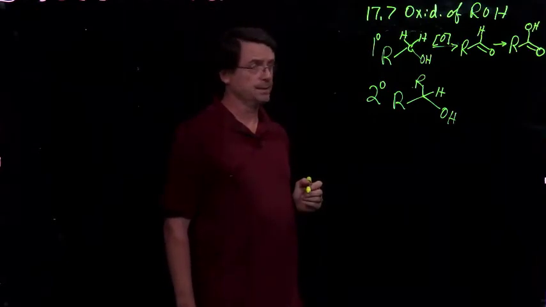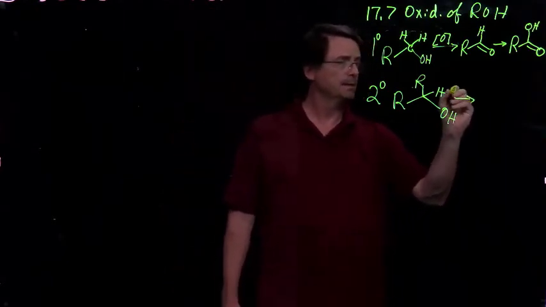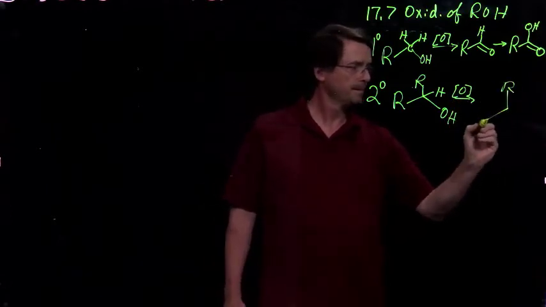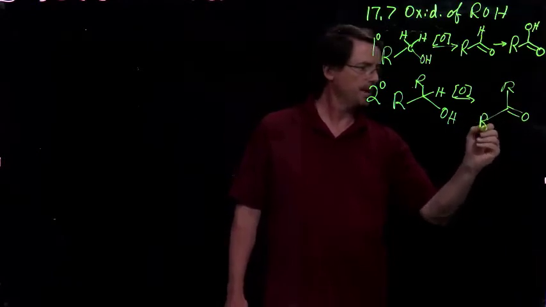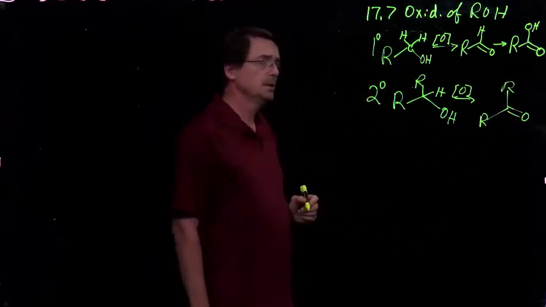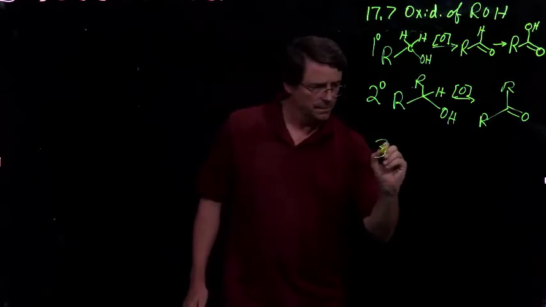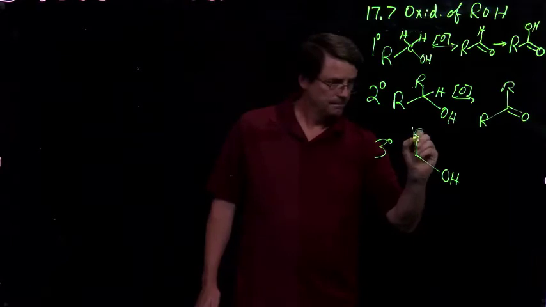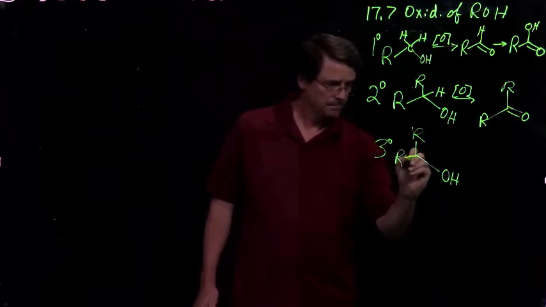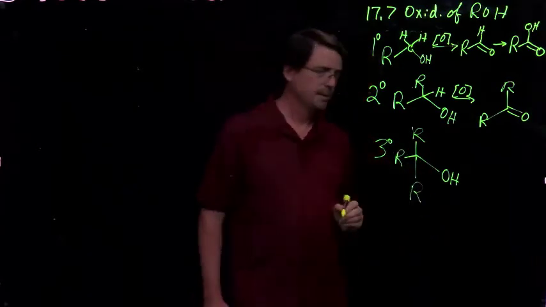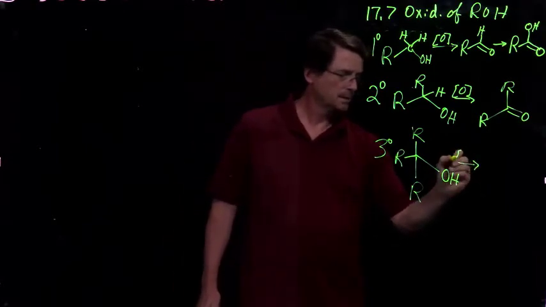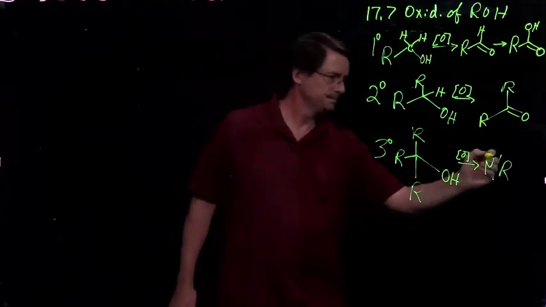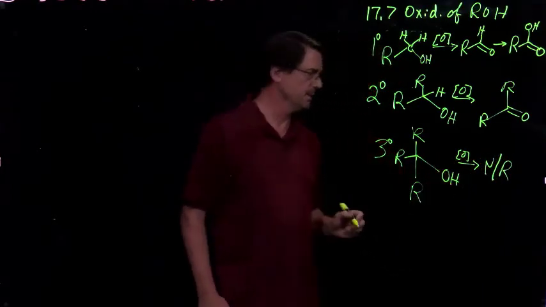A secondary alcohol only has one hydrogen, so when we oxidize it, we get a ketone, and we're done. And what's critical here is to recognize that when we have a tertiary alcohol, and we try to oxidize it with standard oxidants, there is no reaction. Okay, no reaction. So those are the fundamentals.